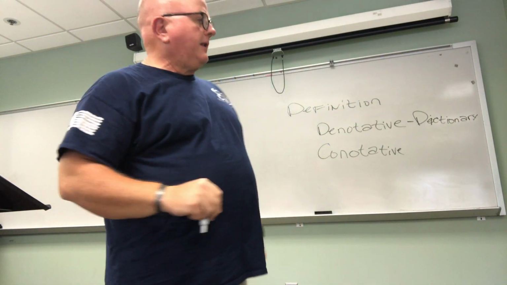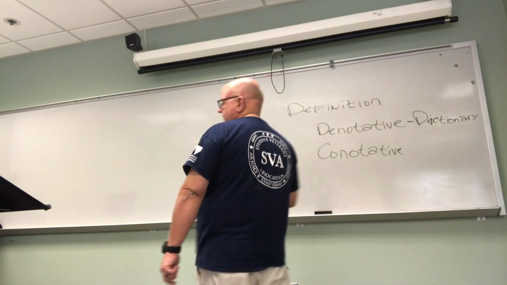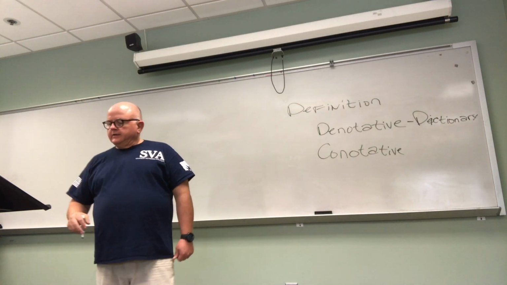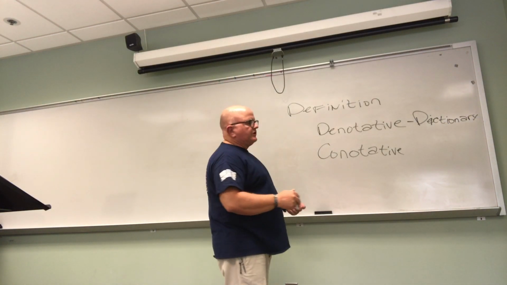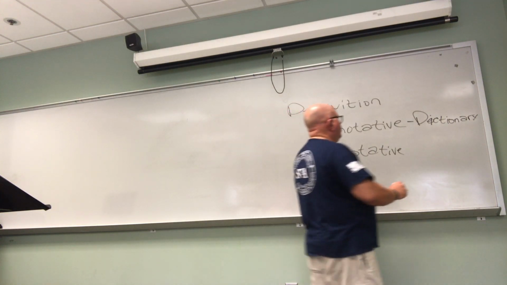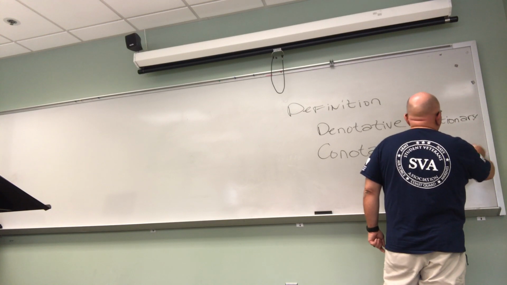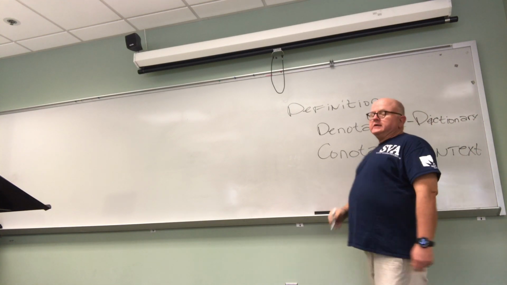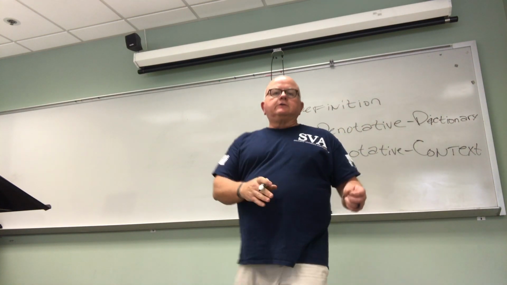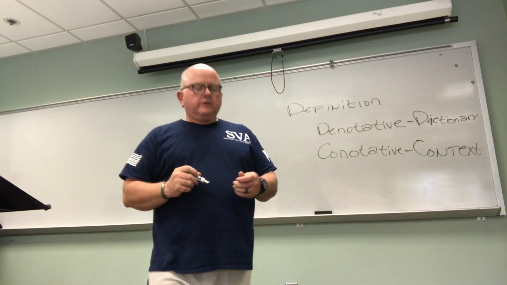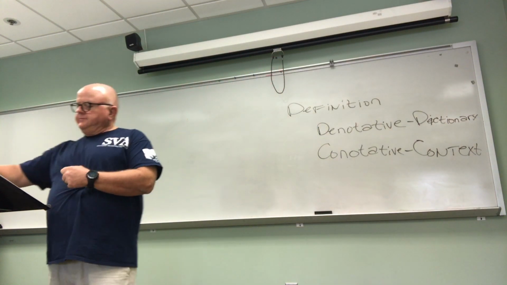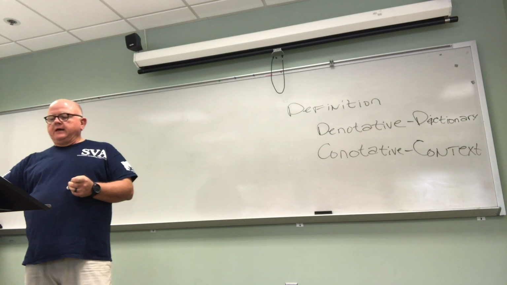Okay? Remember that. The connotative definition is suggested by association with other words. We'll call that the context. Connotative, context. See, they both start with C. Denotative, dictionary; connotative, context. All right? So let's take a couple of words as examples.